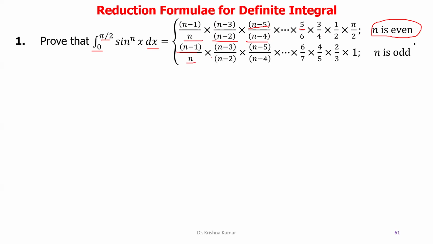(n-1)/n × (n-3)/(n-2) × (n-5)/(n-4) up to 6/7 × 4/5 × 2/3 × 1.